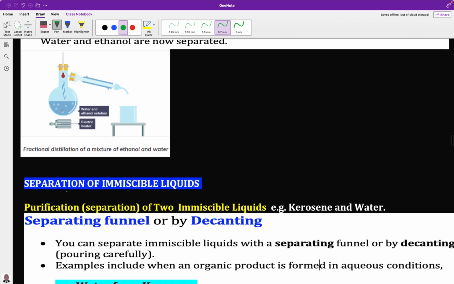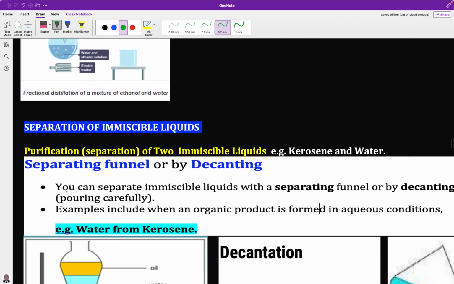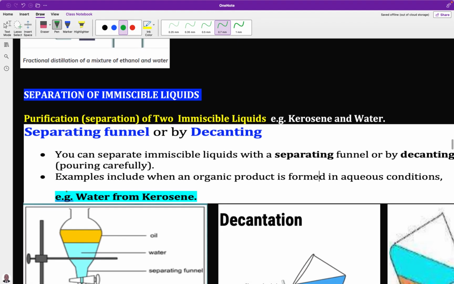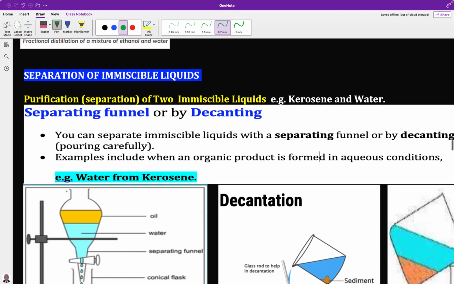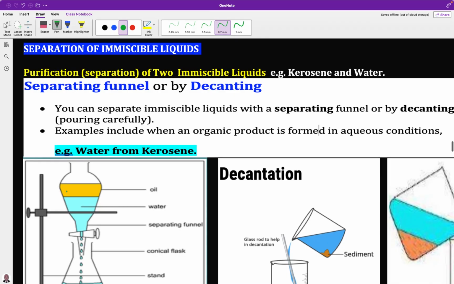Now, let's go to the last separation technique, the one we use to separate immiscible liquids. We have miscible and we have immiscible. We are done with miscible liquids, so we now go to immiscible liquids. What are immiscible liquids? Immiscible liquids are liquids that cannot mix. If you mix them, they cannot form a uniform solution.